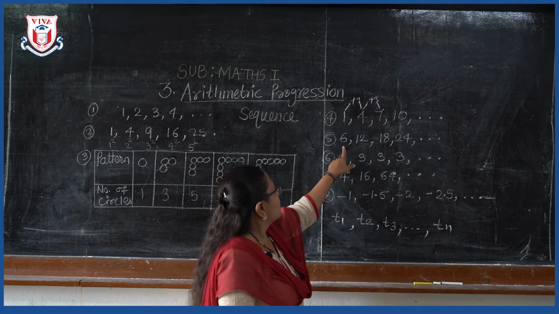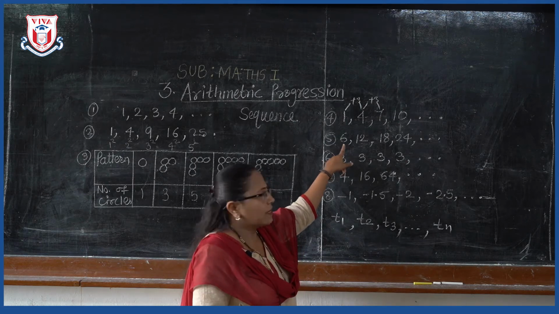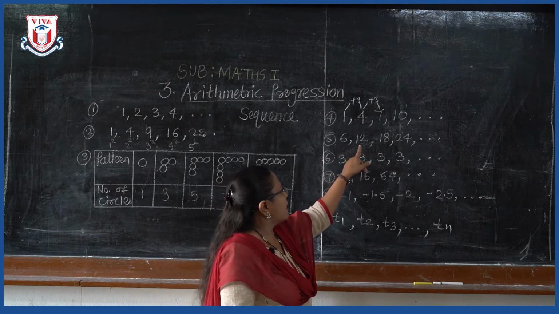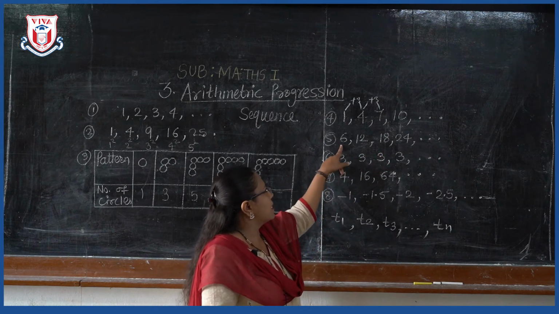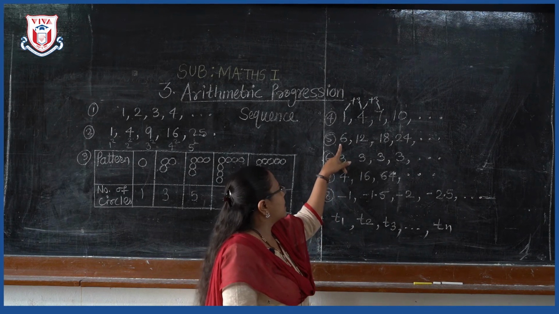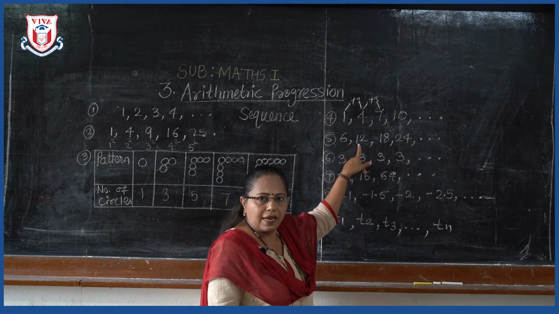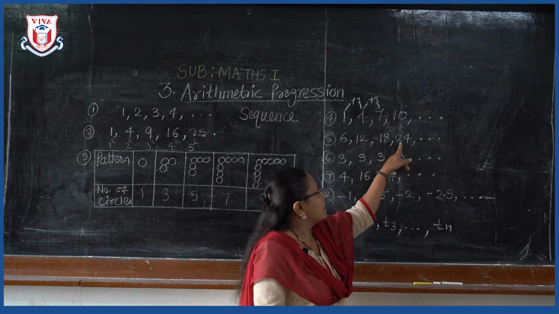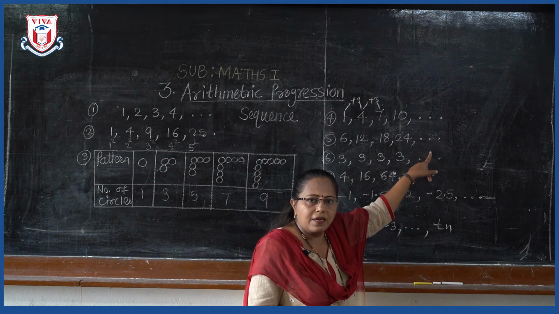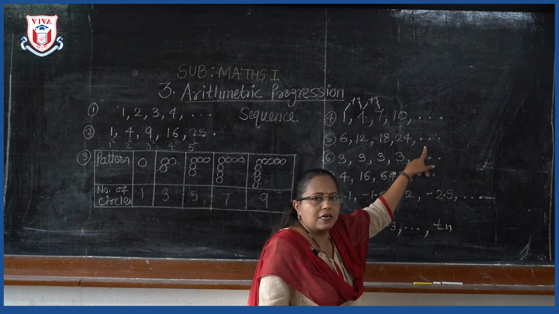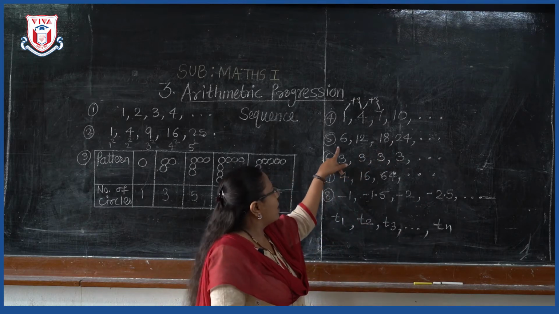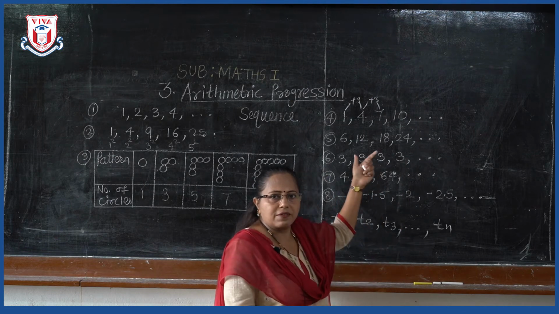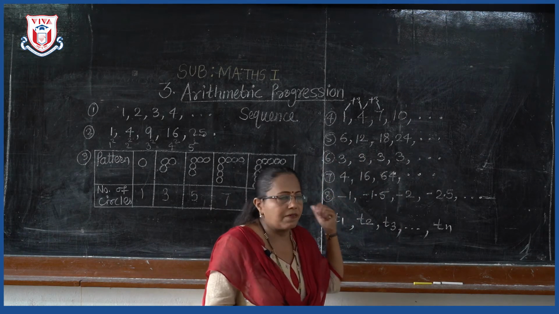Okay. Here the next sequence is 6, 12, 18, 24. So find out the relation among these. The first term is 6, the second term is 12. So if you add 6 plus 6, 12. 12 plus 6, 18. 18 plus 6, 24. So what will be the next number? Correct. 24 plus 6, 30. So if you find out the order relation between these consecutive terms, you can find out the next term. So that's why this set of numbers is called a sequence.